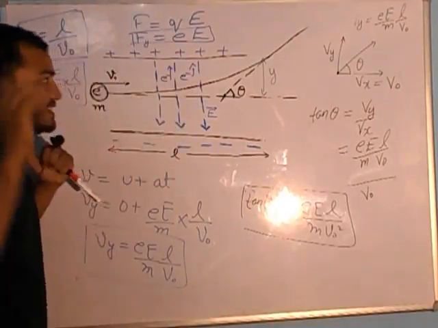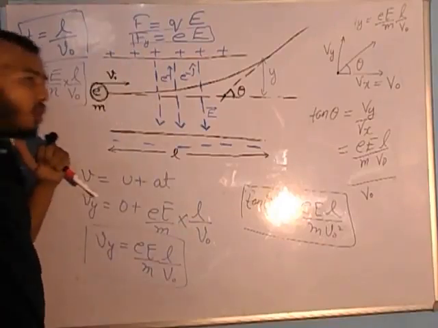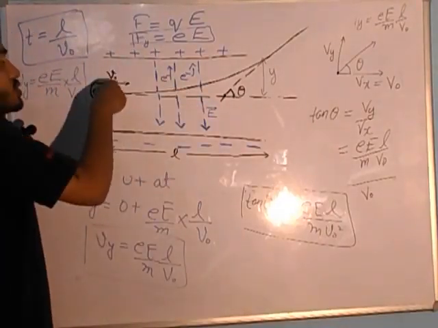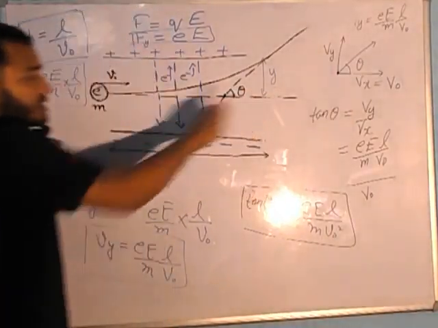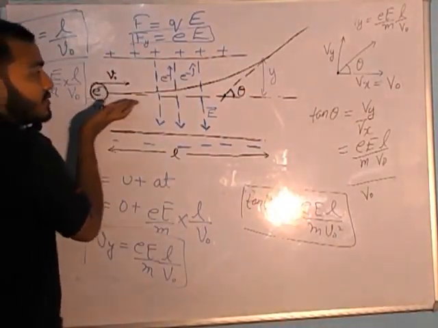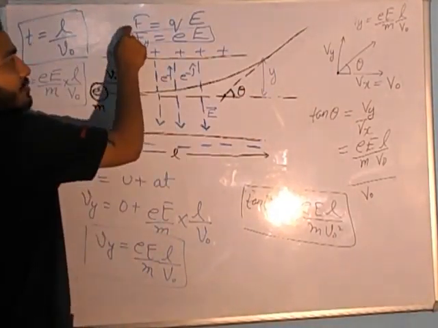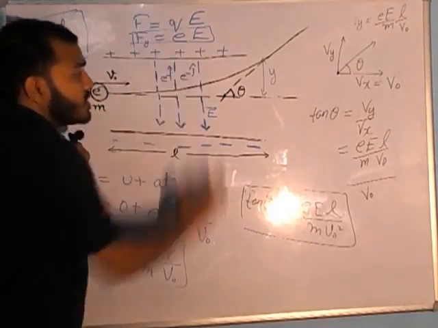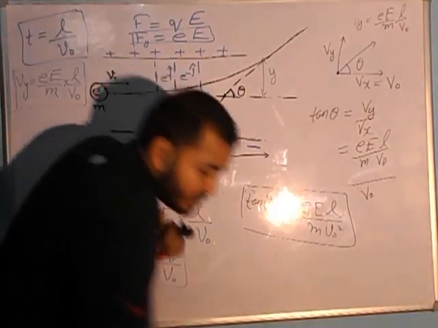So when an electron enters a vertical electric field with a horizontal velocity, the horizontal velocity of the electron remains constant throughout its path and the vertical velocity increases from 0 to some value due to the electric force acting on it, which is opposite to the direction of the electric field. That is the story. Thank you.